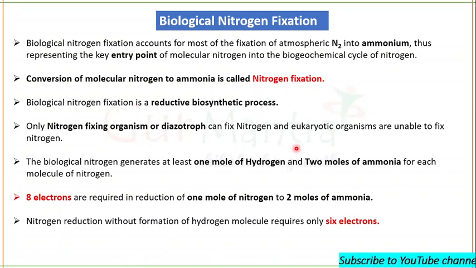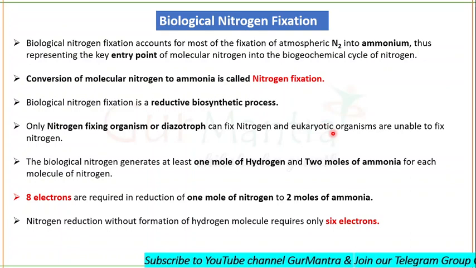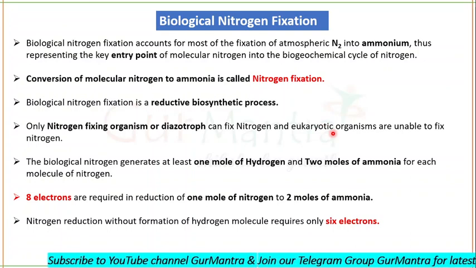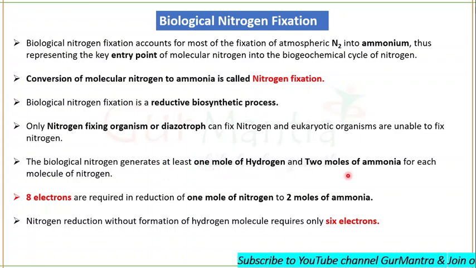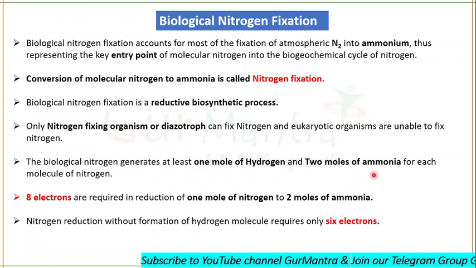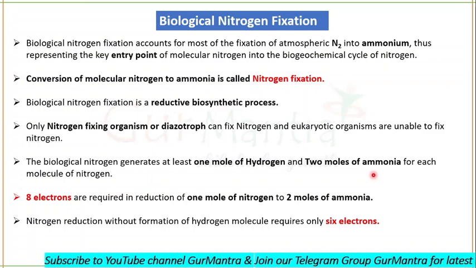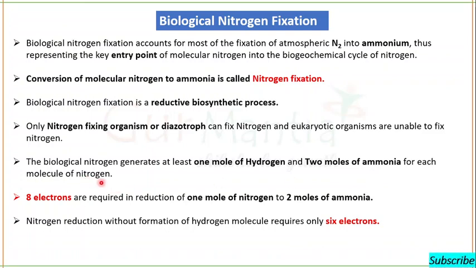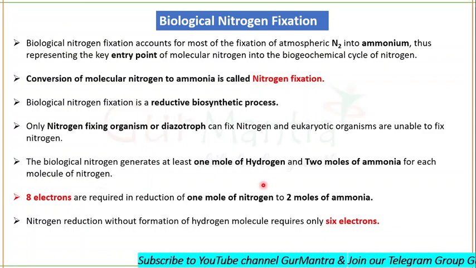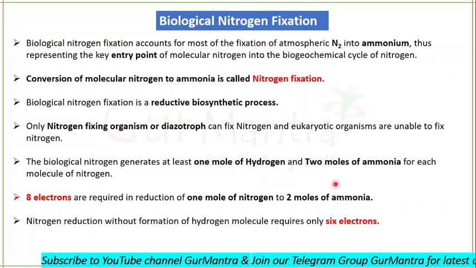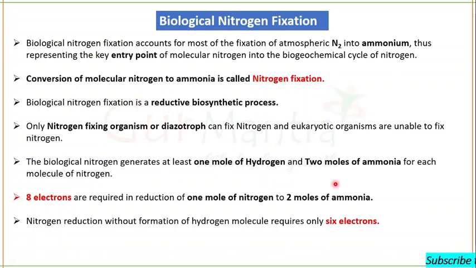Eukaryotes cannot fix atmospheric nitrogen. During this biological nitrogen fixation, at least 1 mole of hydrogen and 2 moles of ammonia are generated for each molecule of nitrogen. Remember, for 1 molecule of nitrogen, 1 mole of hydrogen and 2 moles of ammonia are generated.